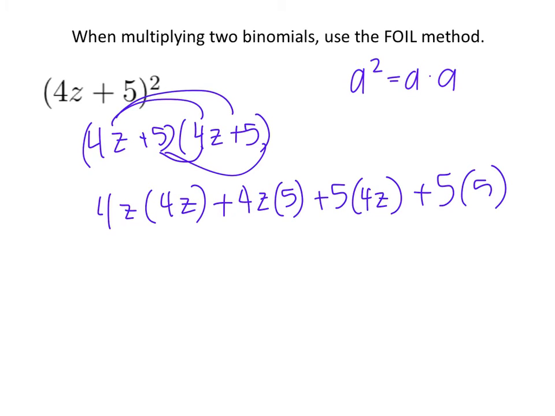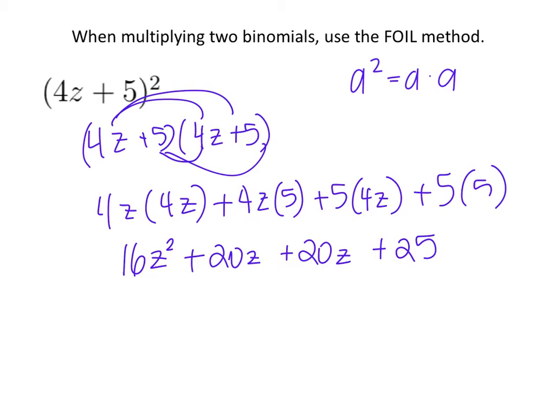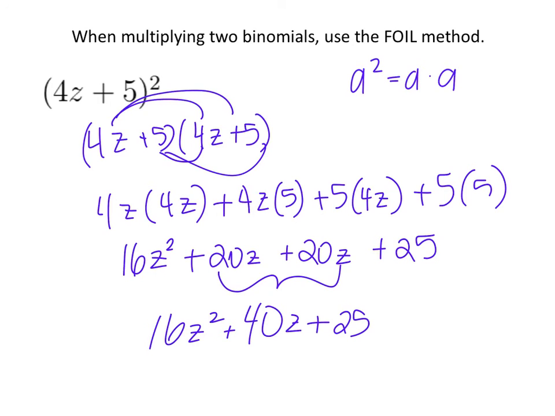4z times 4z we said was 16z squared plus 20z plus 20z plus 25. From there, combine like terms. 20 plus 20 becomes 40z. 16z squared plus 40z plus 25.